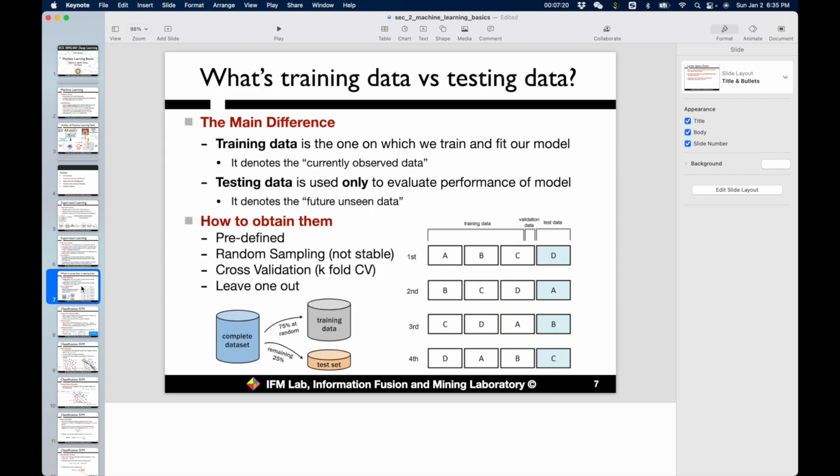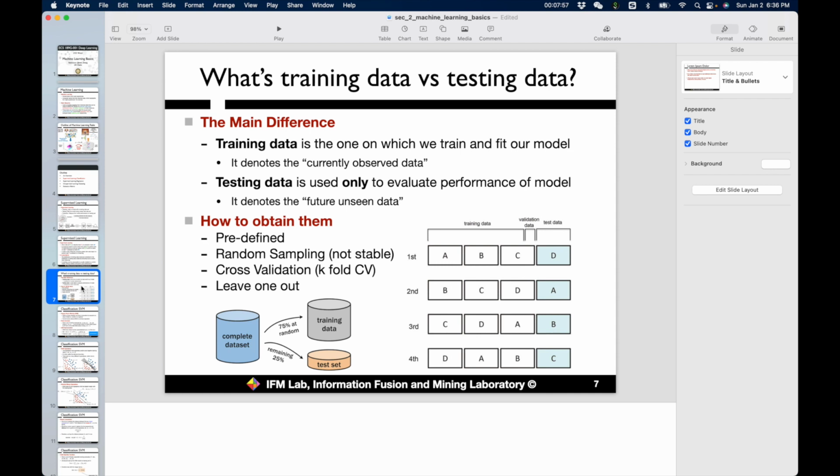Okay, we have been talking about training set and testing set, right? Then what's the difference between them? Formally, the training set denotes the data set on which we train and fit our model. It usually denotes the currently observed data set. Normally, when we train a model, we have to collect some data set, and we also label the data set with some domain experts. So the training set denotes the labeled data set with domain labels, right?